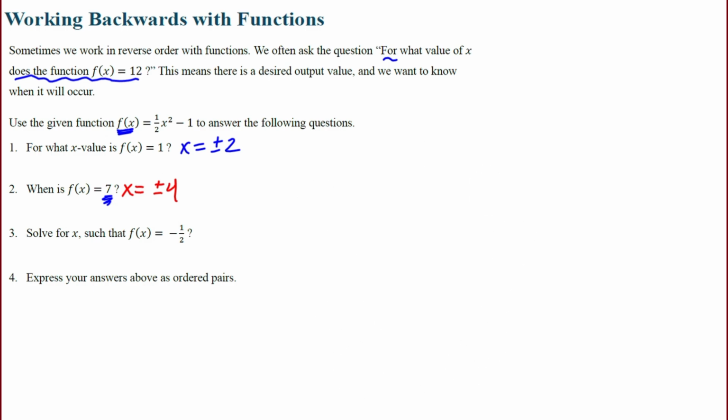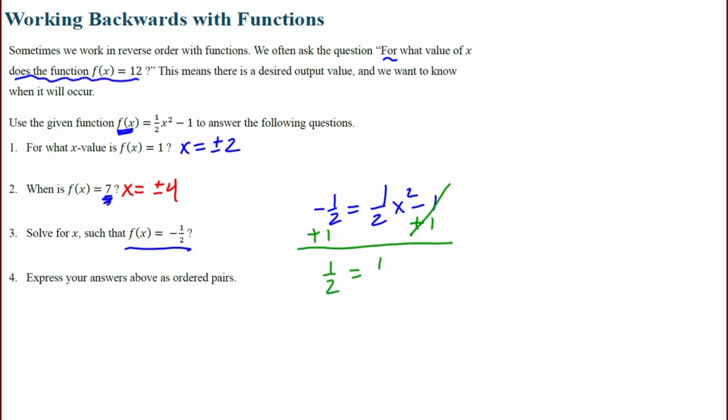And now we can do this one more time for question number 3. We're going to replace the f of x with -1/2. So we have -1/2 is equal to 1/2 x squared minus 1. We're going to add 1 to both sides. -1/2 and +1 give us a +1/2. And when we divide both sides by 1/2, or if we multiply both sides by 2, then we're left with 1 is equal to x squared, which means plus or minus 1 is equal to x.